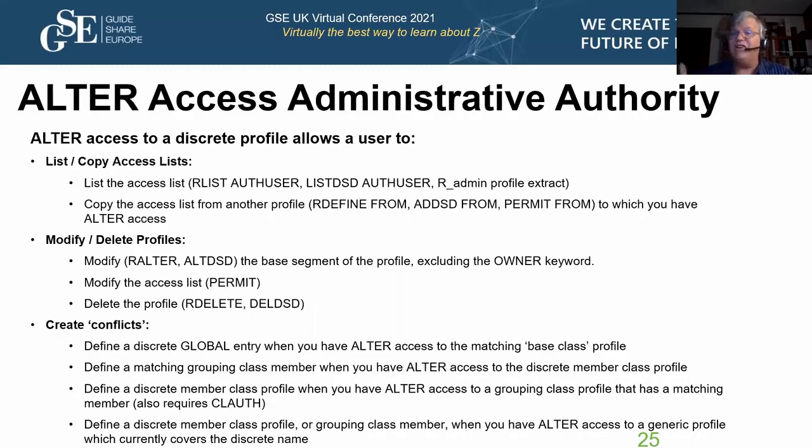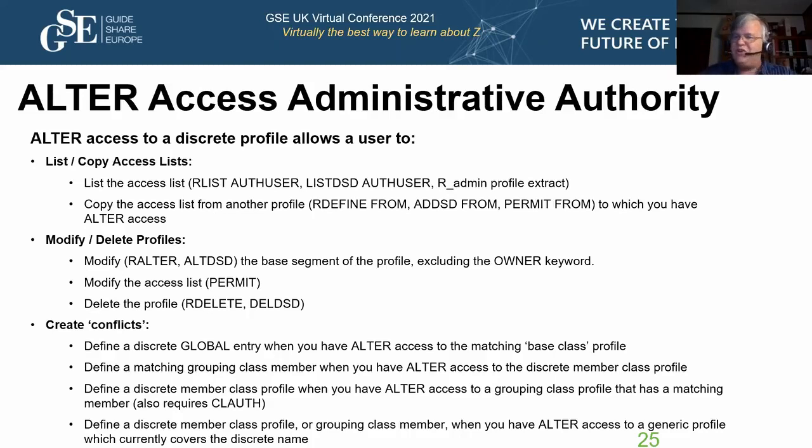If you have that alter authority, what does it let you do? It lets you list the profile, including the access list, and lets you copy that access list to another profile. Both of those, I think, are relatively harmless, quite frankly, but the ability to modify or delete the profile, that's pretty significant. You can alter the base segment, everything other than the owner keyword. You can change the access list. You can delete the profile, and of course, when you delete a profile, what answer will RACF return when an authorization check is being performed? Well, it'll be the now most specific profile, which could have a completely different set of access authorities.